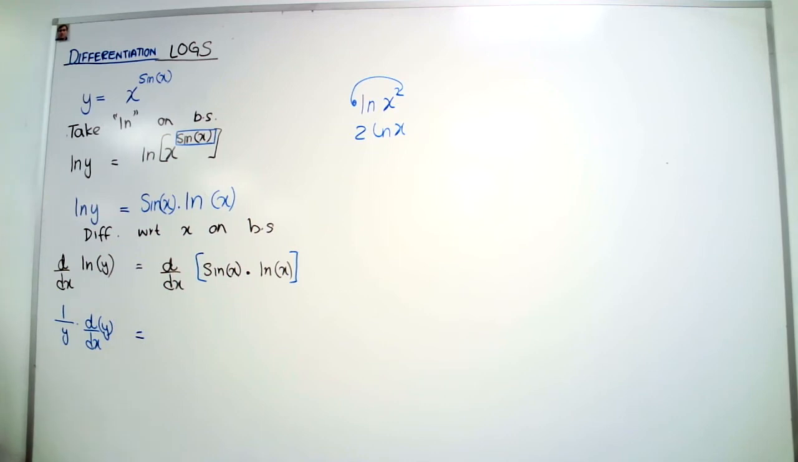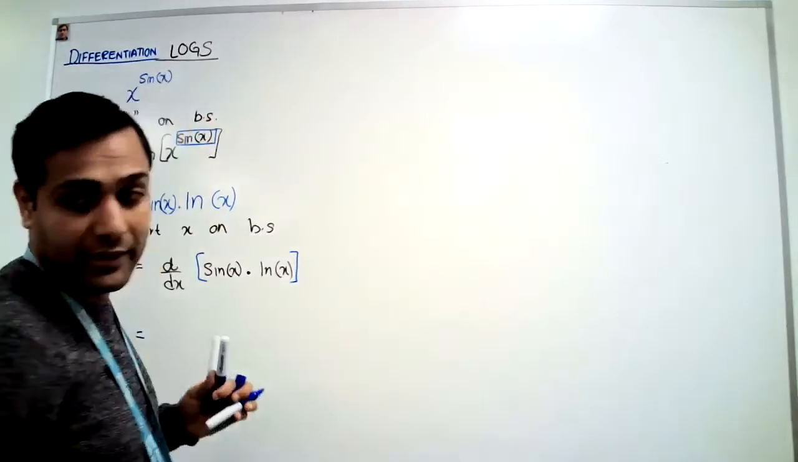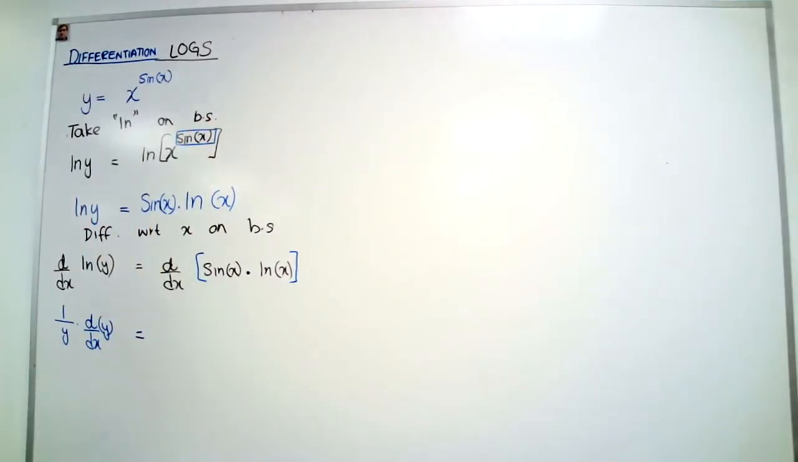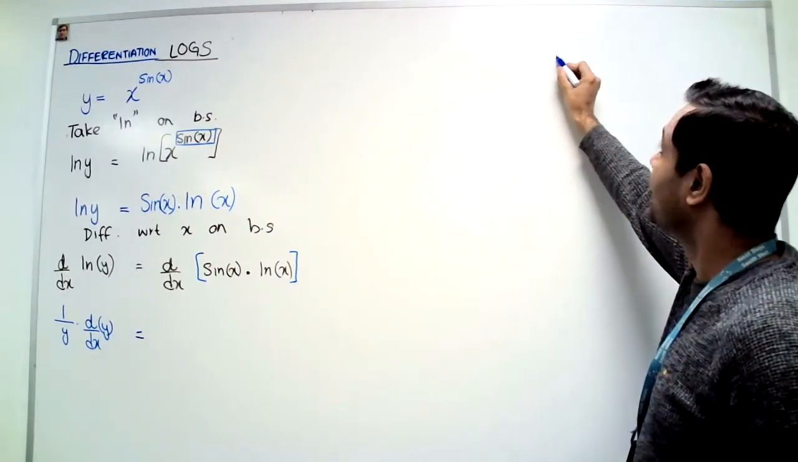Now here, this is a product rule. There are two things, sine x and ln x. So I need to actually treat it as a product, and then I will come back and do that one. So let's do the product rule here, and then we'll see.